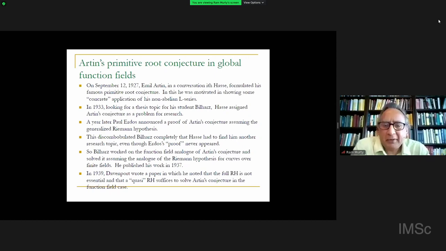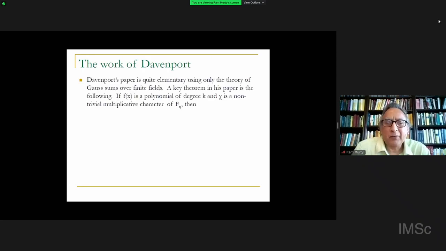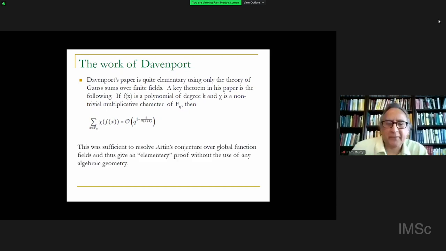And in 1939, Davenport wrote a paper in which he noted that the full Riemann hypothesis is really not essential in the function field case, and a quasi-Riemann hypothesis suffices to solve Artin's conjecture in that case. This is not very well known, but anyway, the work of Davenport is beautiful. It's quite elementary, using only the theory of Gauss sums over finite fields. And the key theorem in his paper is that if f of x is a polynomial of degree k and chi is a non-trivial multiplicative character, then the summation of chi of f of x is equal to O of q to the 1 minus 3 over 2k plus 4. So whatever it is, the power is strictly less than 1, provided k is at least 4. And this was sufficient to resolve Artin's conjecture for a global function field and give an elementary proof without the use of any high-powered algebraic geometry.